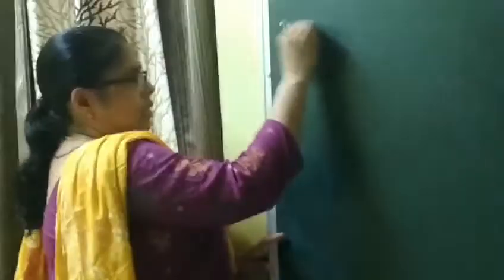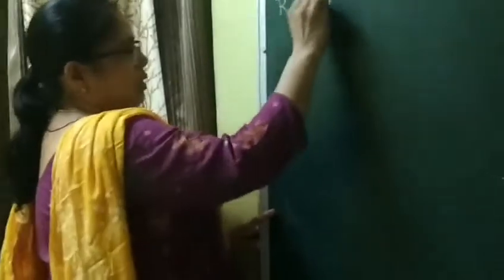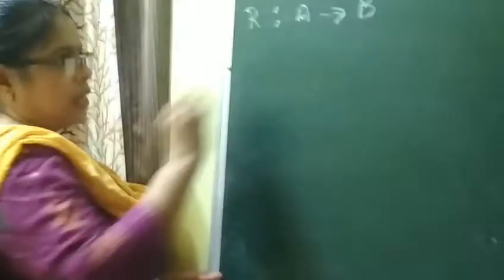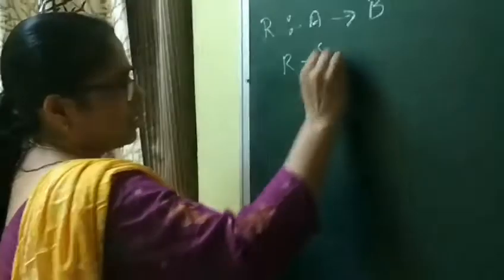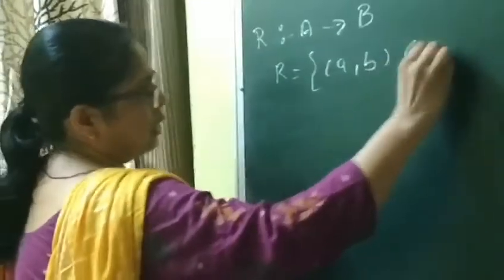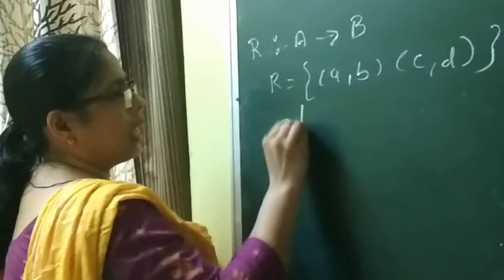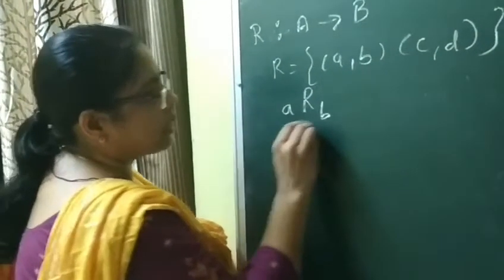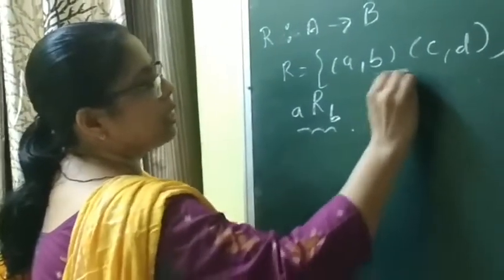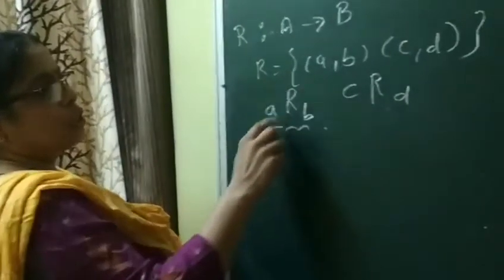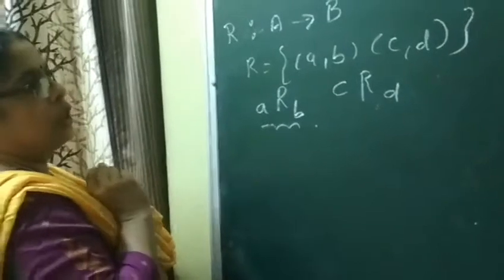Now, what do we mean by the inverse of a relation? If R is a relation from A to B, and I am listing the elements of R as (a, b), (c, d) and so on, then symbolically you can write a R b, that means a is related to b. Similarly, c R d means c is related to d. If you are given (2, 3), 2 R 3 means 2 is related to 3.